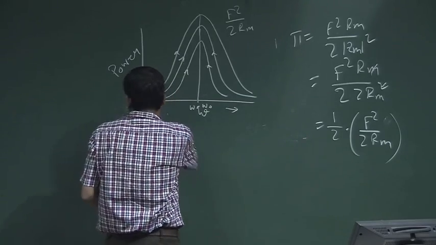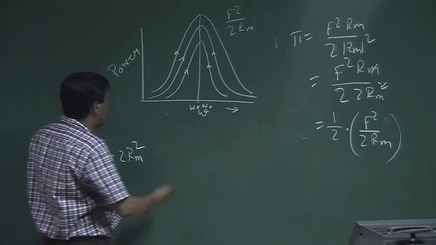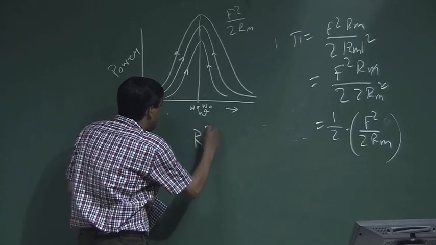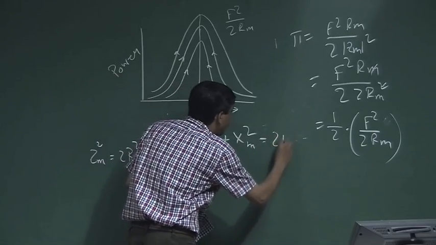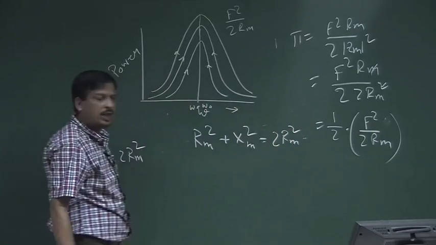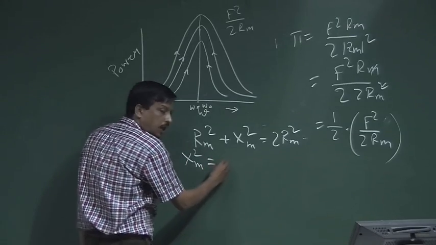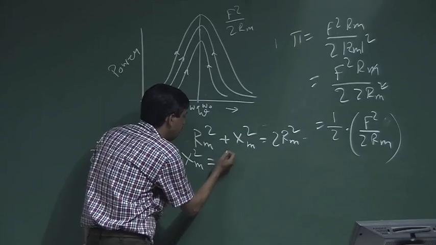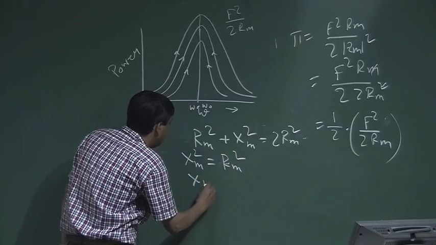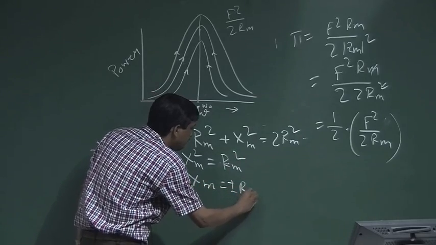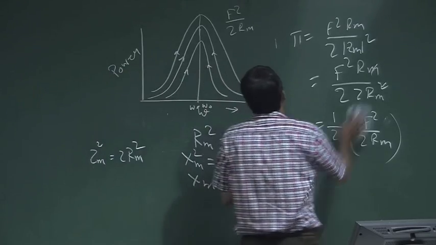So, this is the condition for half power: Zm square is equal to 2 Rm square. What is Zm square? It is nothing but Rm square plus Xm square. So Zm square is equal to 2 Rm square. Then Xm square will be 1 Rm square. So, Xm will be plus minus Rm.